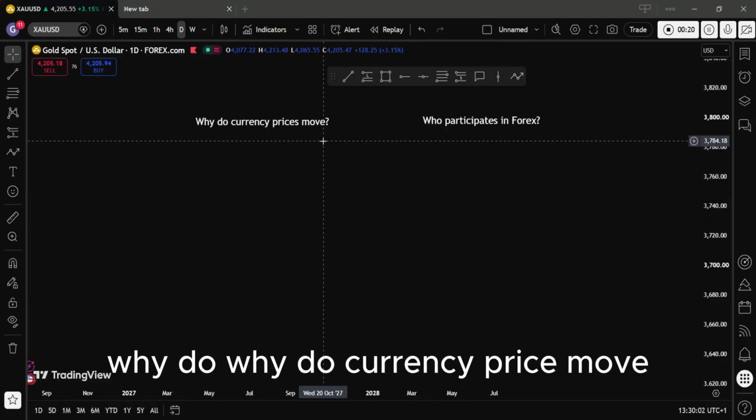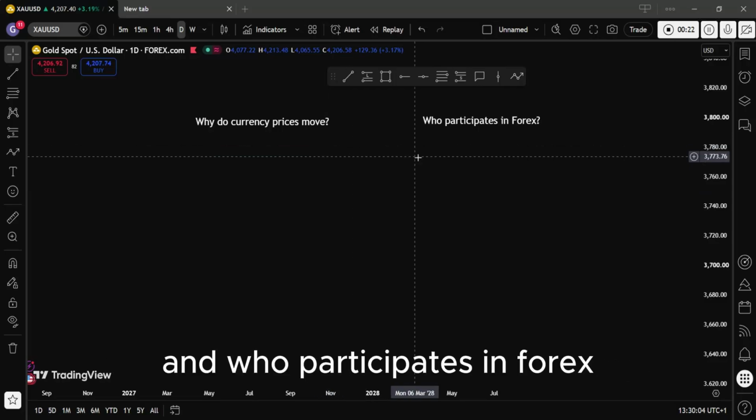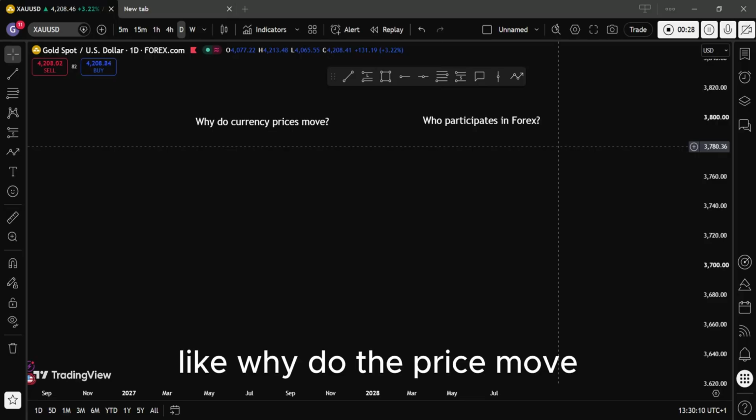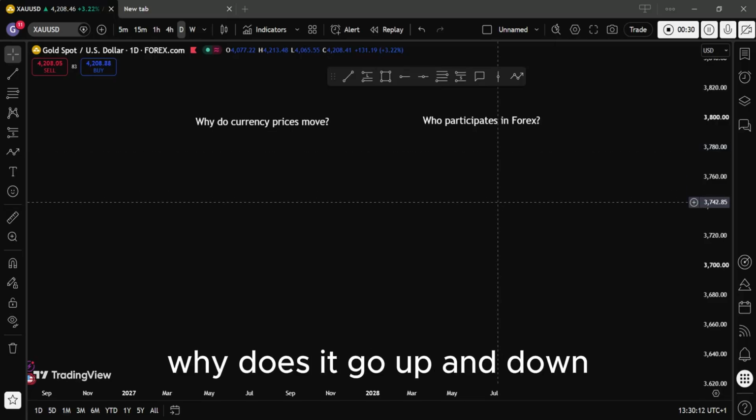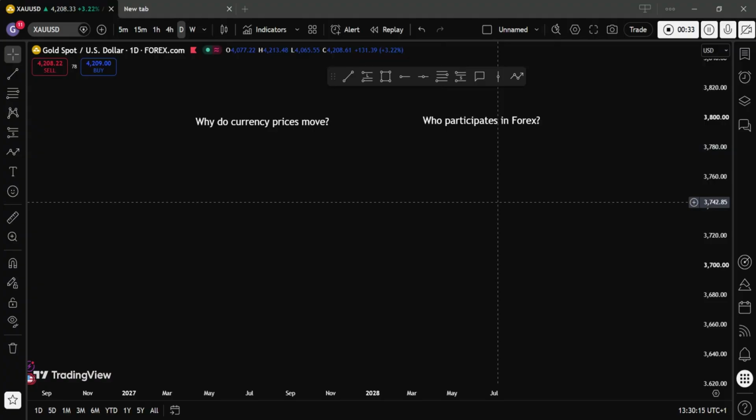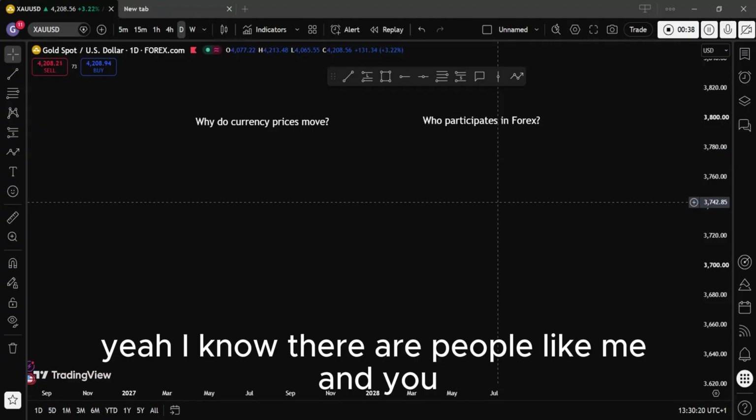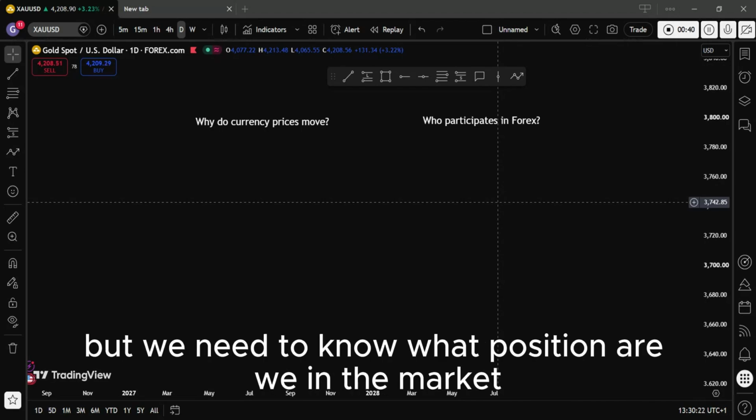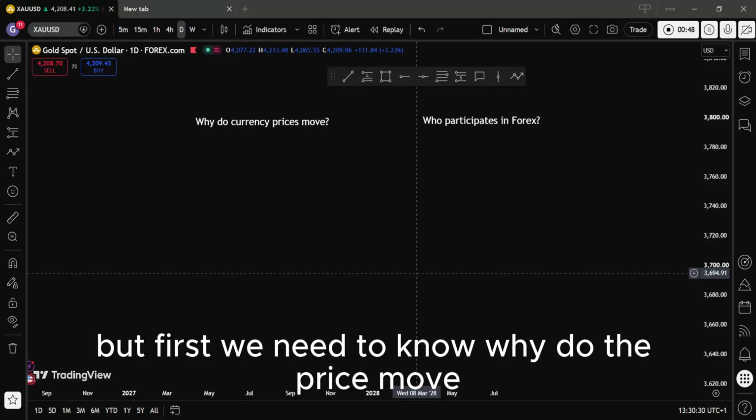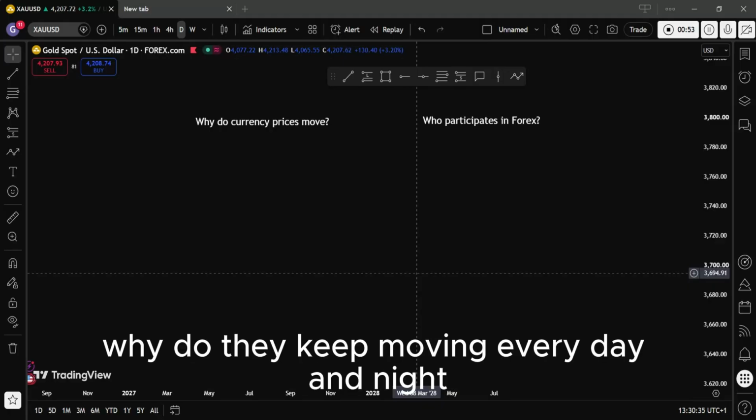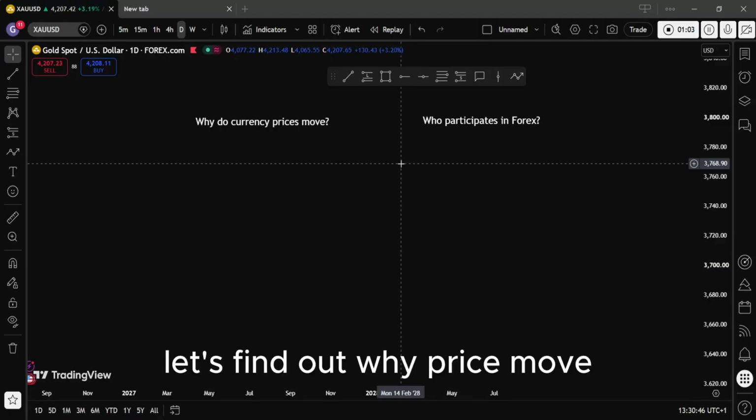Why do currency prices move, and who participates in forex? Like, why do the prices move? Why does it go up and down? And who are those people clicking the buy and sell? Yeah, I know there are people like me and you, but we need to know what position we are in the market. But first, we need to know why do the prices move? Why do they keep moving every day and night? Let's find out why prices move.